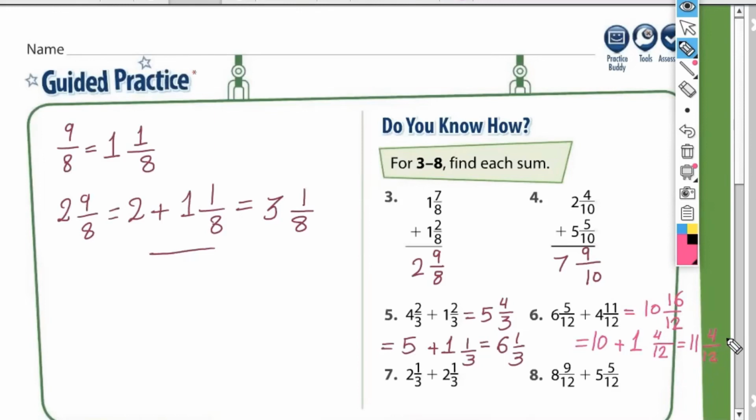Can I leave this fraction like this? I have to simplify it. How, teacher? Both of them can divide by 4. Divide by 4 up and down. 4 divided by 4 equals 1. And the 12 divided by 4 equals 3.